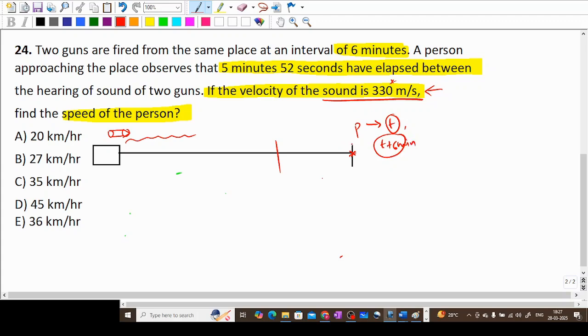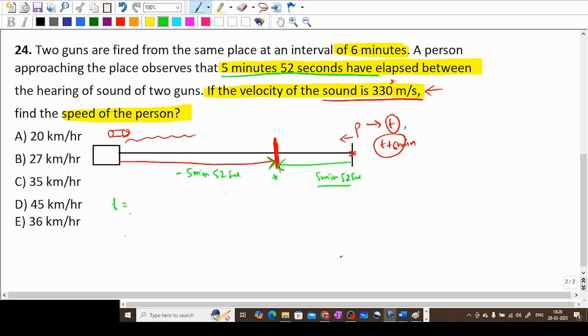But because the person is not static, because he is moving in this direction, let us assume the sound and the person meet at this point. Sound is traveling till this point, and in the opposite direction, the person is also traveling till this point, and both person and sound meet at this point. For this, what is the time taken? 5 minutes 52 seconds taken. Therefore, can I say this sound has traveled for 5 minutes 52 seconds and the person has also traveled for 5 minutes 52 seconds.